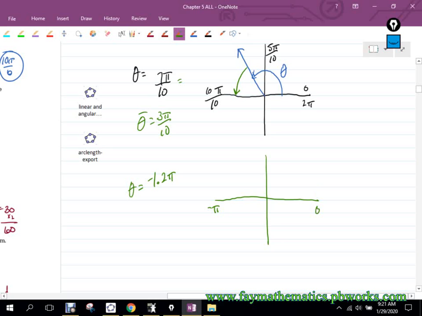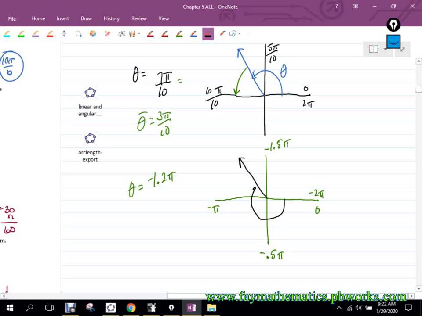So negative pi, this will be negative 2 pi. Now this will be negative 1/2 pi, so that's negative 0.5 pi. Instead of putting things in fraction form, I'm going to put them in decimal form, and leave my pi, obviously, not multiplied through. So now does it make sense that when you draw out theta, negative 1.2 pi would maybe be about right there?